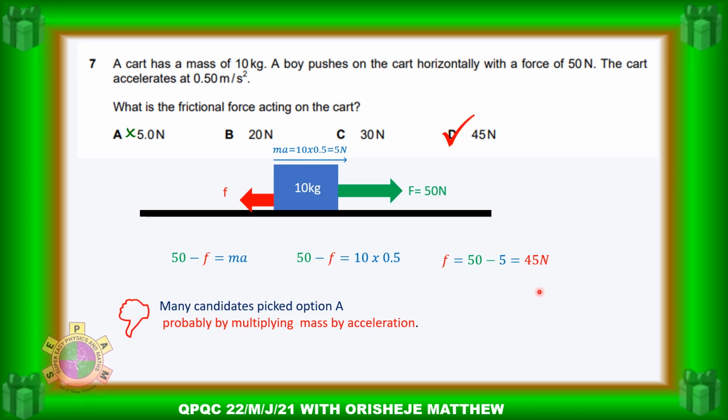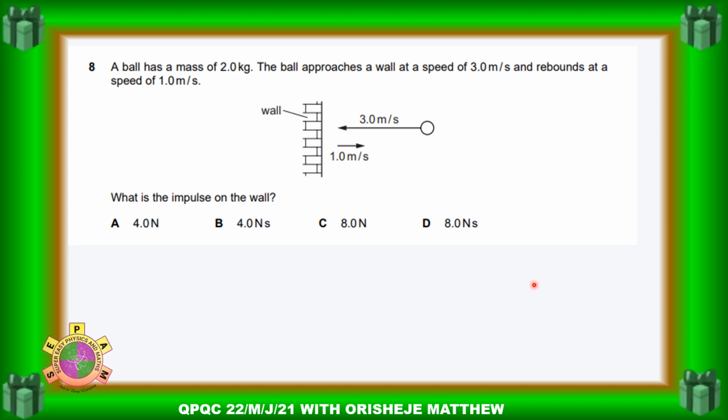So the correct answer is D. Let's go to the next question. Question 8. A ball has a mass of 2 kg. The ball approached a wall at the speed of 3 meters per second and rebounds at the speed of 1 meter per second. So he's coming this way.